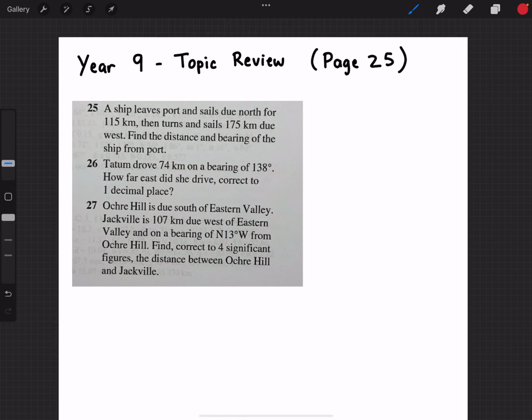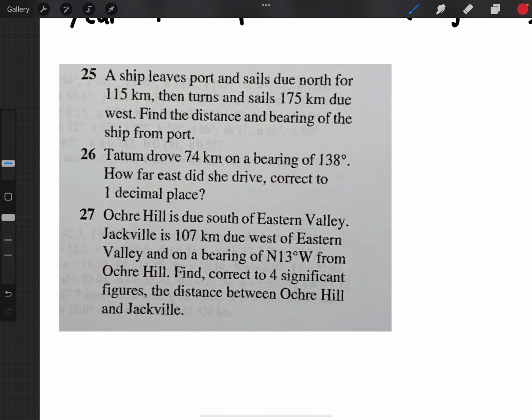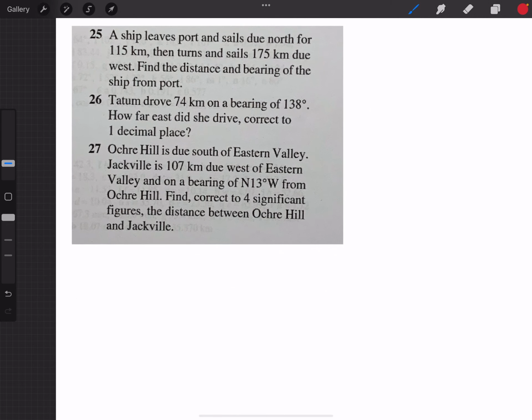Now, the first one, question 25 says a ship leaves port and sails due north for 115 kilometers, then turns and sails 175 kilometers due west. Find the distance and bearing of the ship from the port.